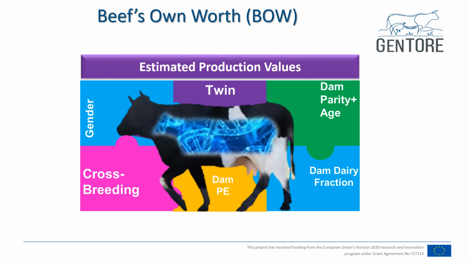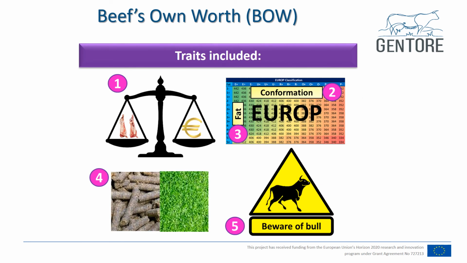If we just focus on the beef own worth again, it's exactly the same principle as the culling indexes for dairy and beef. We don't just consider the estimated breeding value, we consider the estimated production value. So it includes the gender of the animal, because obviously in most cases a male calf would be worth more than a female, the twinning and other non-genetic effects. The traits that we considered are 5 traits in total, and these are all clearly described in the paper.